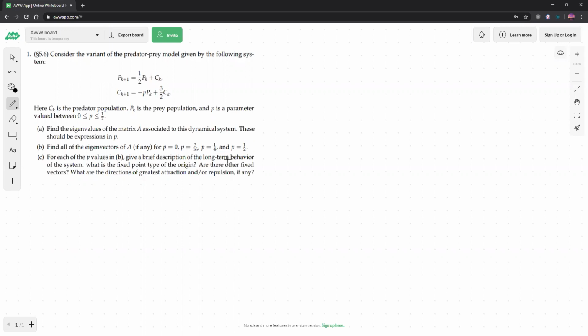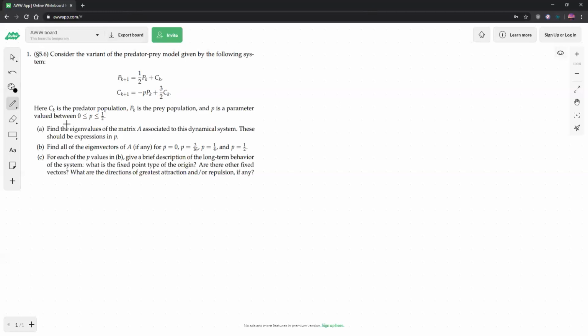Our first one here is number 1 from the PDF of the assignment. So we have two equations here in a predator-prey system. P represents the prey and C represents the predators. And we have a parameter negative P in here that represents a value between 0 and 1/2.